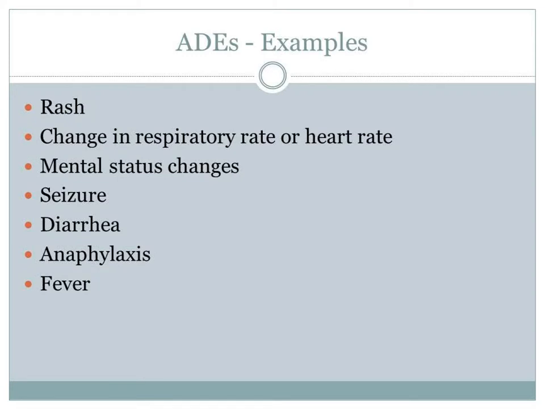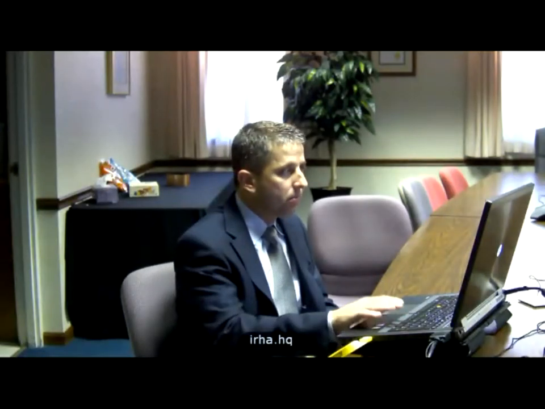So here are some examples of harm that occur to patients from medicines. A rash, and some rashes actually can be fatal. Changes in respiratory rate or heart rate, which can cause significant harm. Mental status changes, seizures, diarrhea, anaphylaxis, and fevers are just some brief examples of harm that's caused by drugs.